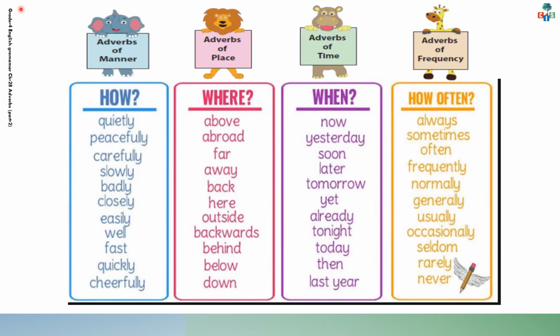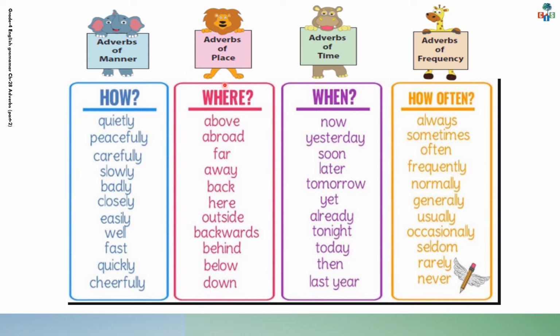Children, here a few examples are given. Adverbs of manner are quietly, peacefully, carefully, slowly, badly, etc. But to identify an adverb of manner in a sentence, answer the question with how.